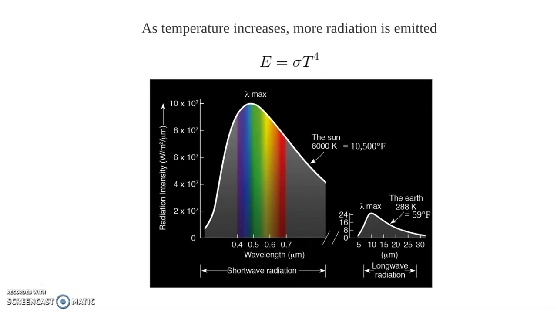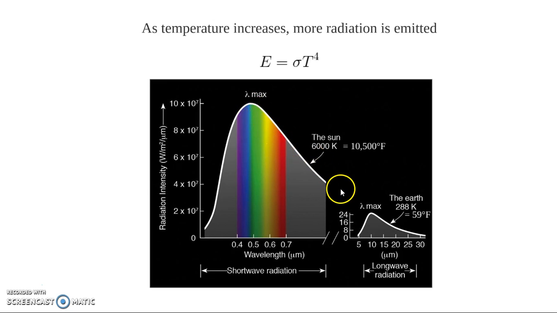Now, as we saw, the amount of energy in radiation depends on the wavelength. The shorter the wavelength, the more energy there is. So here on the left of this figure, we're showing the peak of the sun's solar spectrum. And you can see the intensity of radiation, which is a measure of the amount of energy. It's quite high, 10 times 10 to the 7th, so quite high.